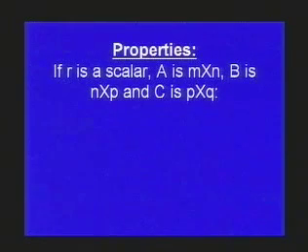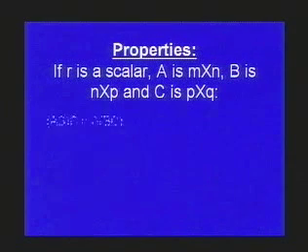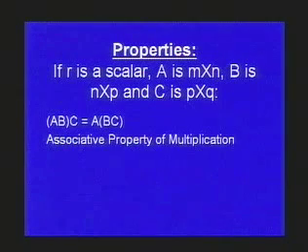There's also some properties in this section. If R is a scalar, in other words, it's just a constant, and A is an M by N matrix, and B is an N by P matrix, and C is a P by Q matrix, I have this associative property of multiplication. It allows me to multiply A times B first and then times C, or I can multiply B times C and then times A.